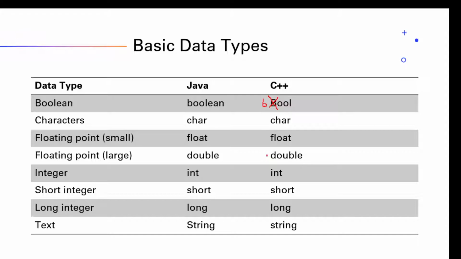Characters the same, floats the same, doubles the same, integers the same, short the same, long the same. Then the next one, it's not capital String, it's lowercase string for C++. But all the basic data types are there, and they're basically named the same thing.